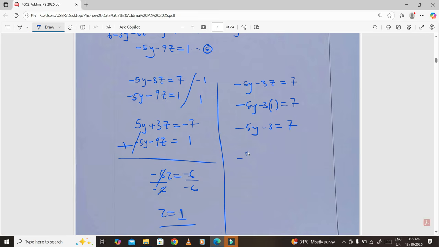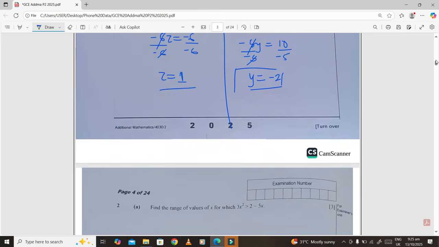So we've got minus 5y is equal to 7 plus 3, minus 5y is equal to 10. Divide by minus 5 both sides. This and this will go. Y will be equal to negative 2. So we've gotten the value of y to be equal to negative 2.